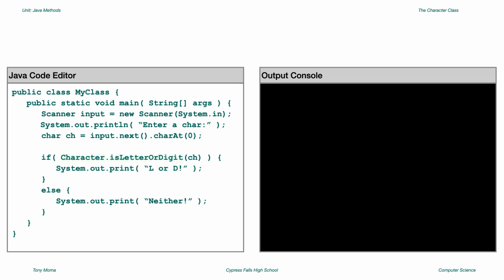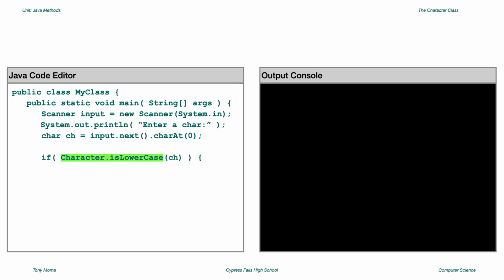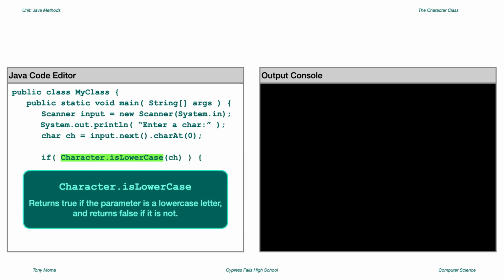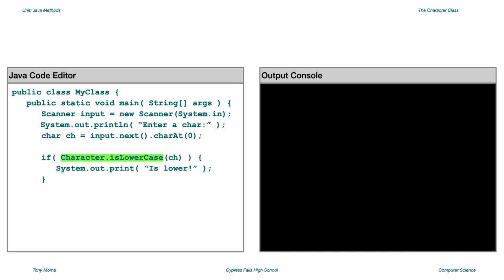Now, we've already seen how to determine if a character is a letter or not. Turns out, we can get even more specific than that. We can determine if a character is a lowercase letter or not. We do that using the Character.isLowercase method, which returns true if the parameter is a lowercase letter and returns false if it is not. So for this code, if it returns true, we'll simply output "is lower". If it returns false, we'll output "not lower".